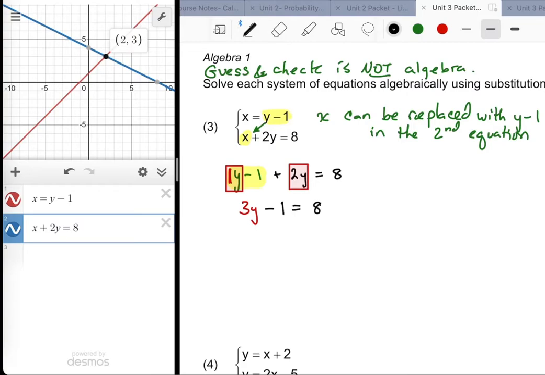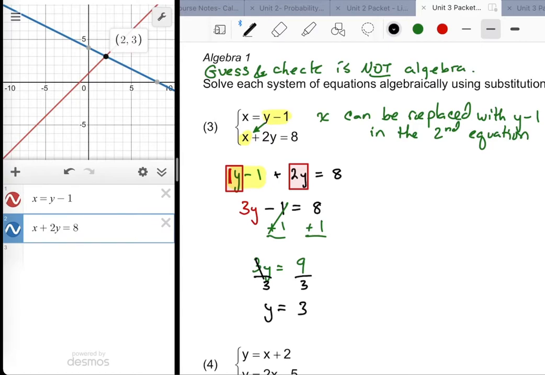All right. And now I'm just solving a linear equation. I just want to isolate the y. I'll add a 1 to both sides. I'm going to get 3y is equal to 9. I'm going to divide both sides by 3. And I get y is equal to 3. All right. When we put this into the calculator, we knew that the y value is going to be equal to 3. X comma y, 2 comma 3.